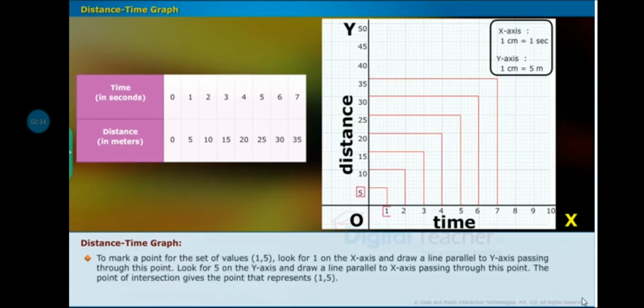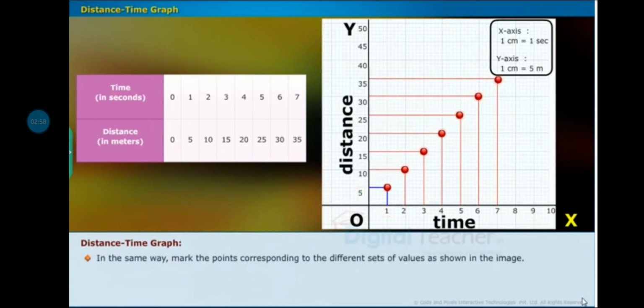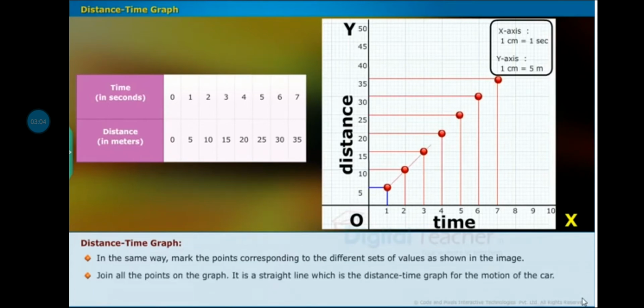To mark a point for the set of values 1, 5, look for 1 on the x-axis and draw a line parallel to the y-axis passing through this point. Look for 5 on the y-axis and draw a line parallel to the x-axis passing through this point. The point of intersection gives the point that represents 1, 5, as you can see on the screen. In the same way, mark the points corresponding to the different sets of values as shown in the image. Join all the points on the graph. It is a straight line, which is the distance time graph for the motion of the car.